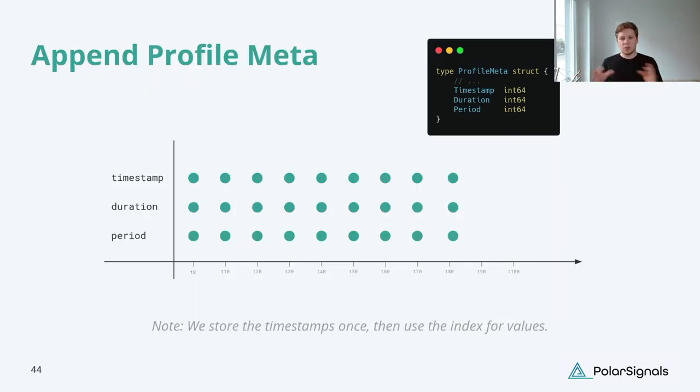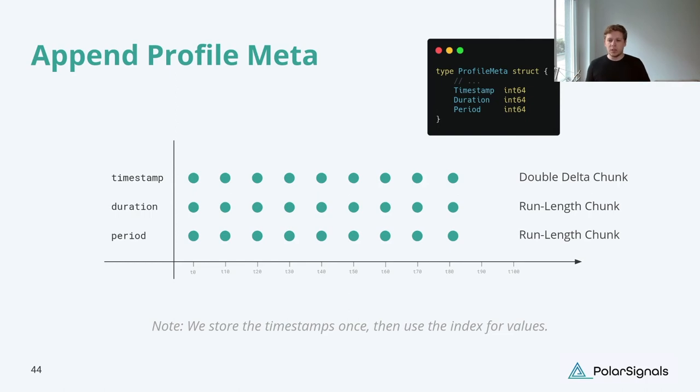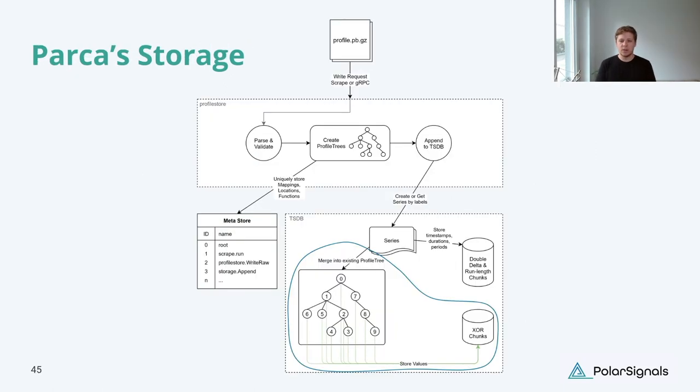Before we actually append any of the tree and any of the values themselves, every profile comes with a timestamp, duration and period, so some metadata, and we also want to store that. The timestamp is really what we store once, and then everything else works off of the index of that specific timestamp. And that is true for the values as well later on. Because timestamps are pretty monotonically increasing, we can use a double delta encoded chunk to store them efficiently, and the durations and periods are often pretty repetitive, so we can use run length encoding for those to really store as little data as we have to.